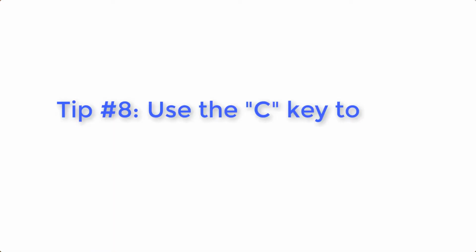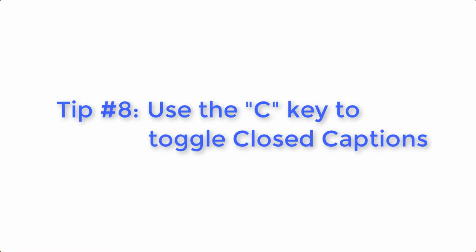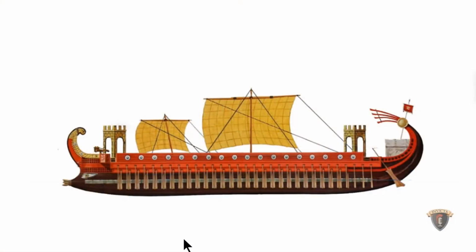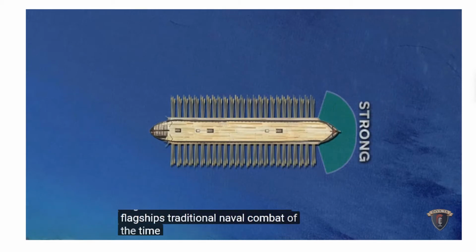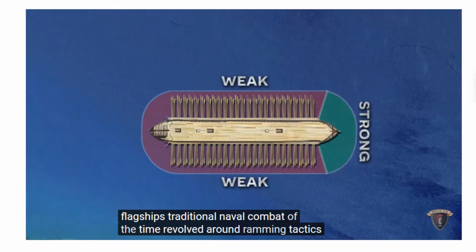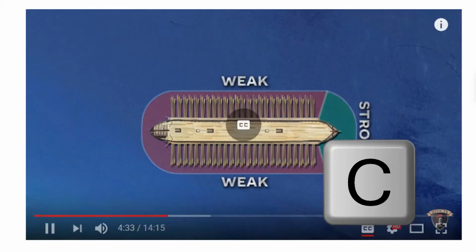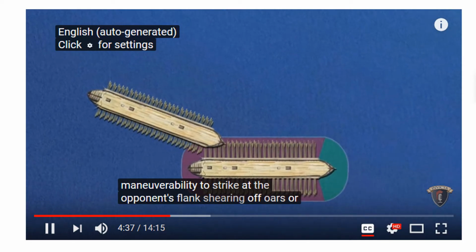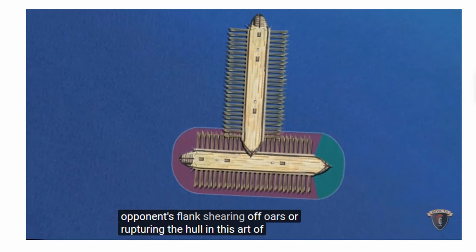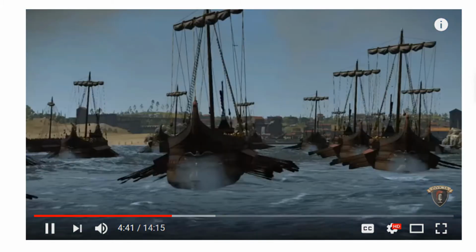Tip number 8, use the C key to toggle closed captions on and off. In some videos, the music is too loud to hear the narrator, or maybe the narrator mumbles or speaks indistinctly, or perhaps the narrator has an accent you just can't wrap your ears around. In cases like this, a quick tap on your C key, perhaps followed by a tap on the J key to back up, can let you read what you missed.